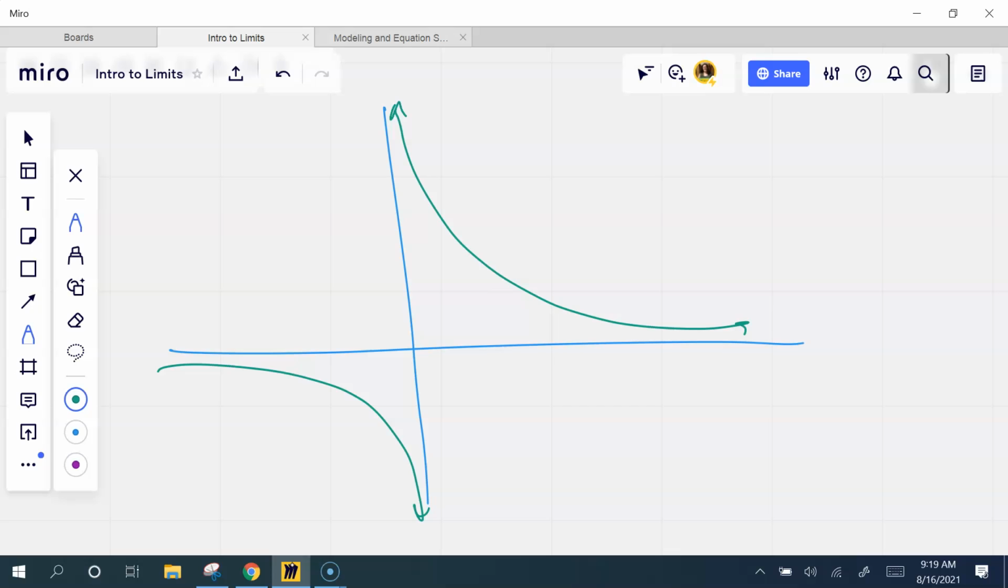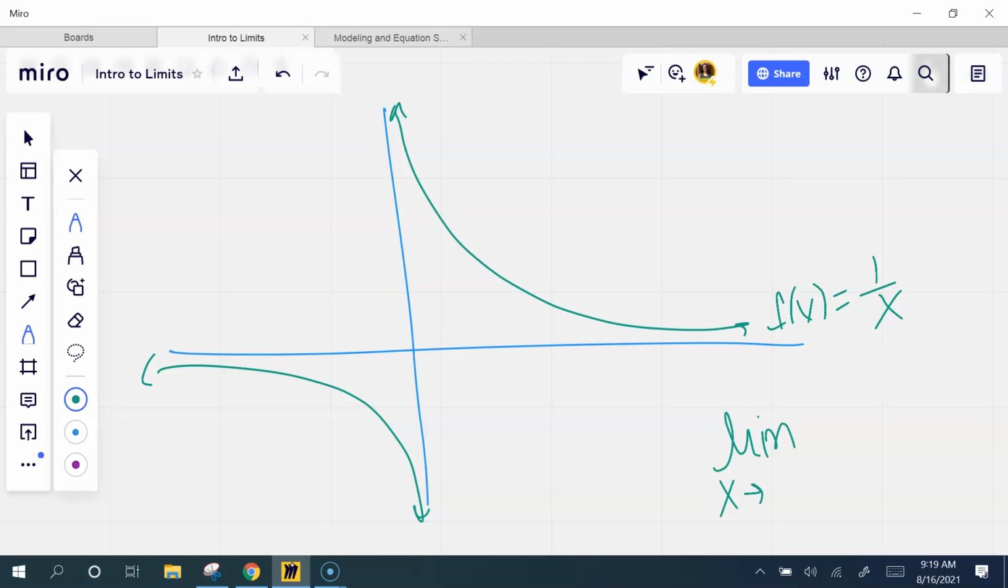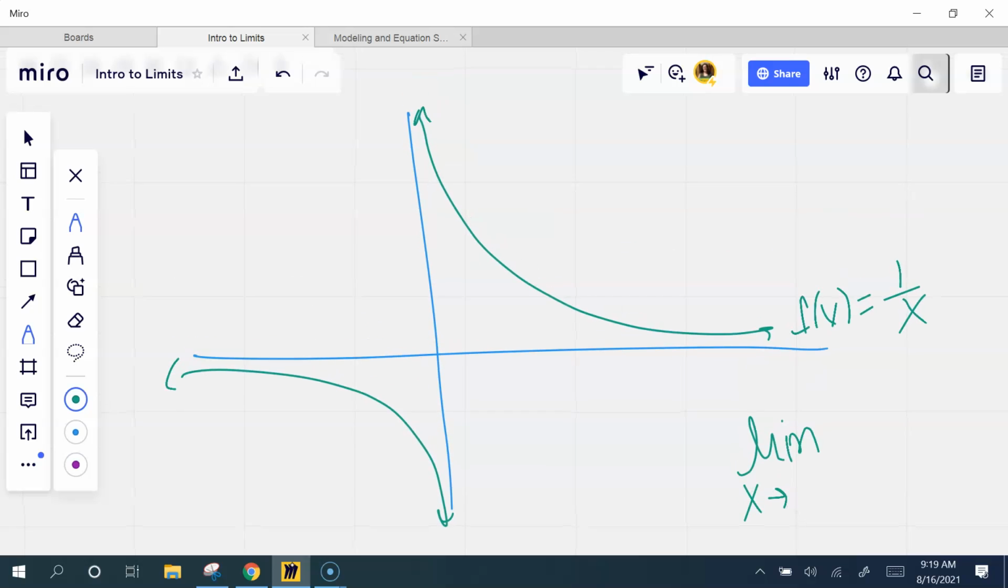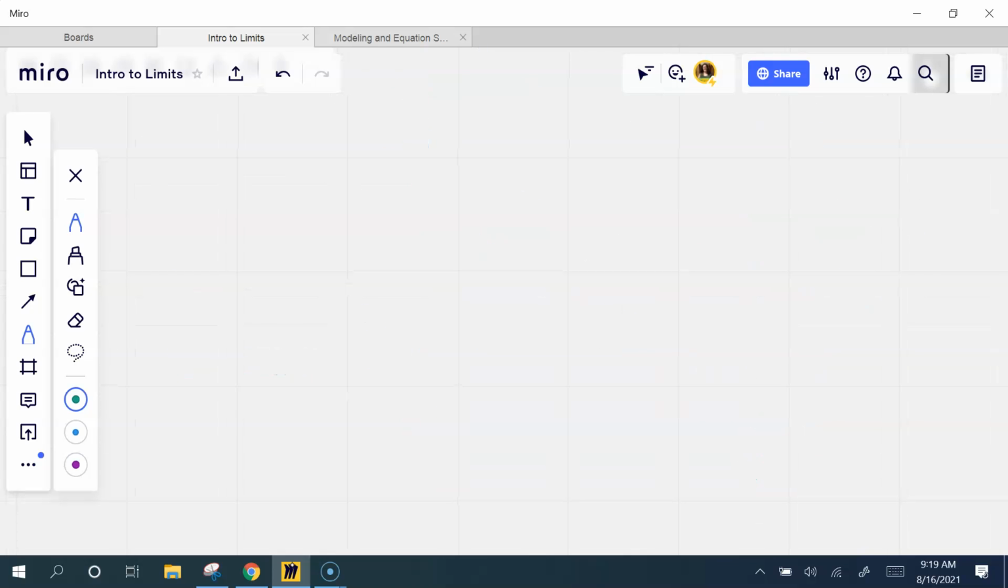This is the graph of what? What is the limit as x approaches? This is a terrible first example. Don't write that one. I wanted to show you.